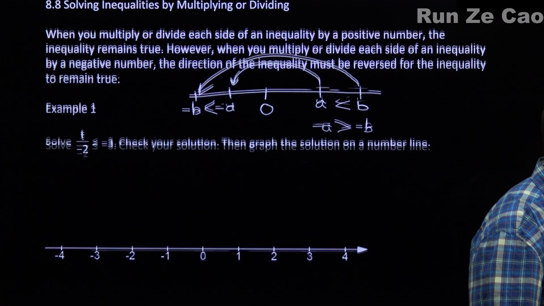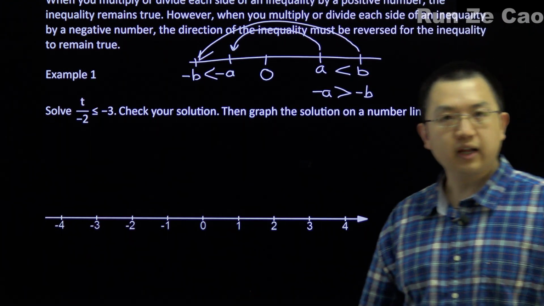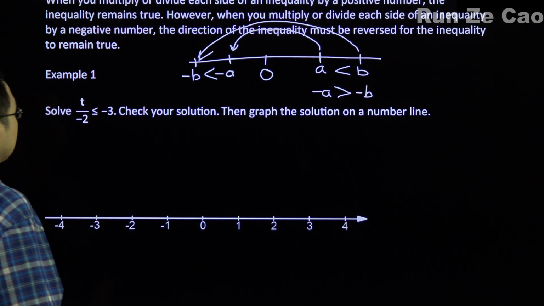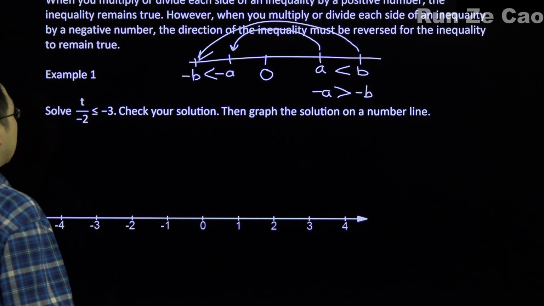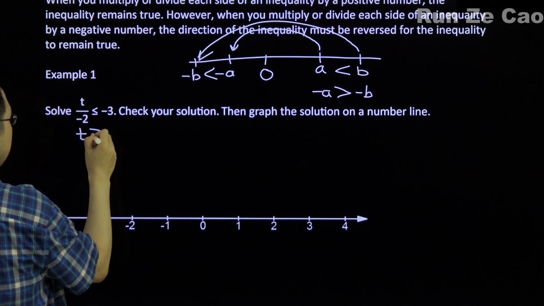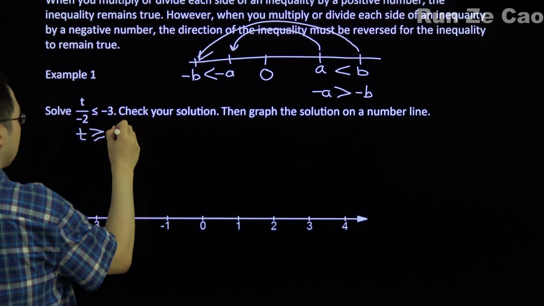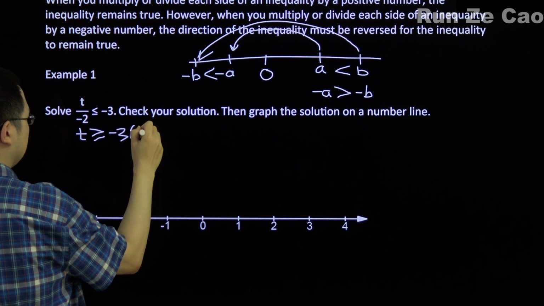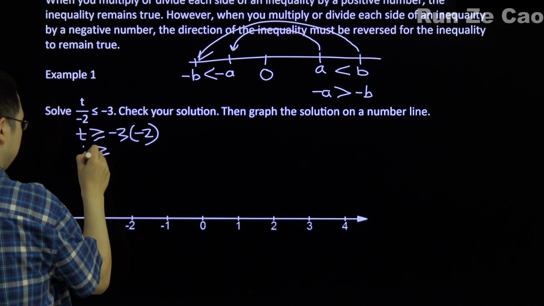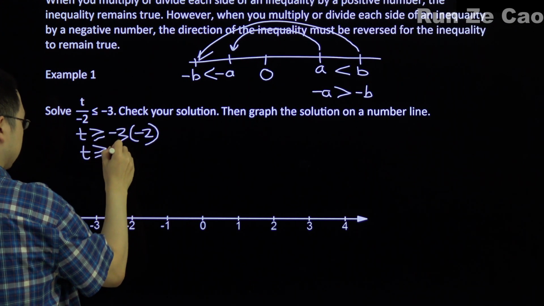So let's solve t over negative 2 is less than or equal to negative 3 and check our solution. So t is greater than or equal to negative 3 times negative 2. So t is greater than or equal to 6.